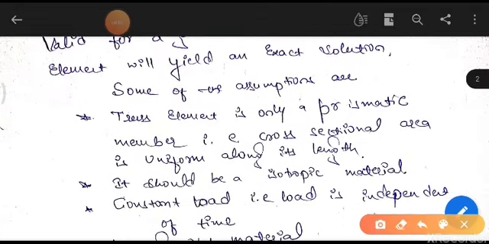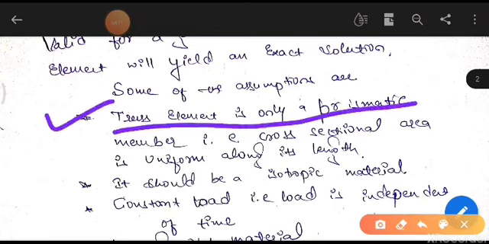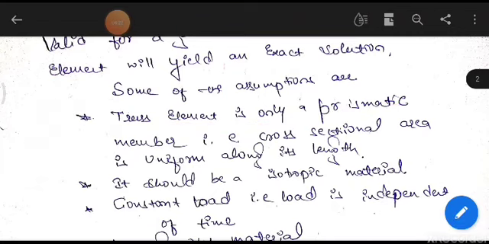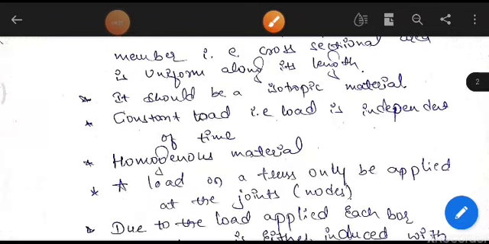So these are the assumptions. The first assumption is that the truss element is only a prismatic bar, meaning the cross-sectional area is uniform along its length. There is no variation in the cross-section. The second assumption is that it should be isotropic material, meaning it has the same uniform material characteristics all over the length.